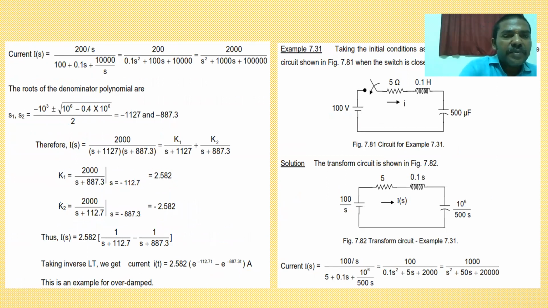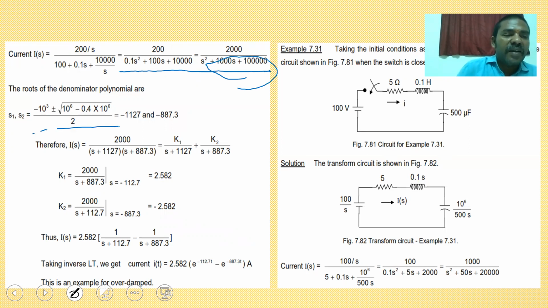We are writing the expression as 0.1 s square plus 100 s plus 10,000, or s square plus 1000 s plus 10,000. So now the roots of this characteristic equation are minus 10 power 3 plus or minus root of 10 power 6 minus 0.4 into 10 power 6, divided by 2. So you can get the two values S1 and S2. One is minus 1127, another one is minus 887.3.